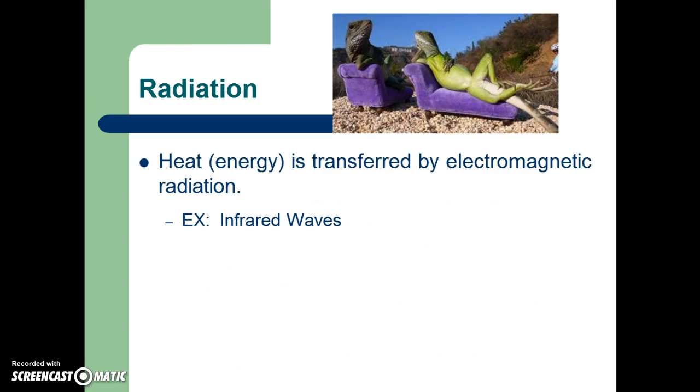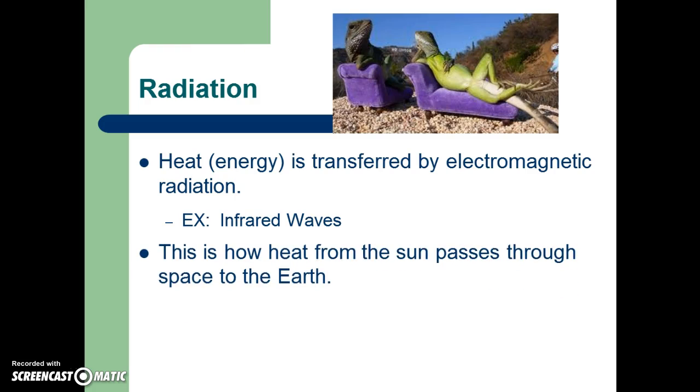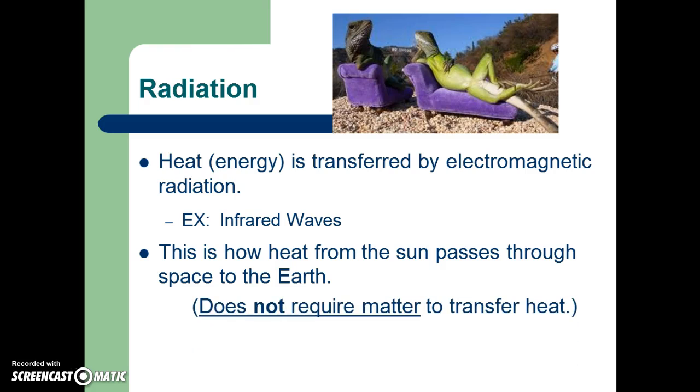Radiation is heat energy, and it's transferred by electromagnetic radiation. An example of that is infrared radiation, or infrared waves. This is how the heat from the sun passes through space to the earth. It does not require matter to transfer heat. You don't have to have air, or a fluid or substance, in order to transfer radiation. It can go through a vacuum, it can go through nothing, because that's what space is. It's pretty much empty. There's nothing up there, right?